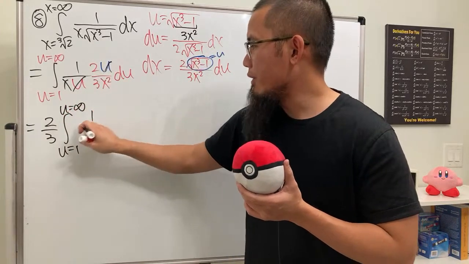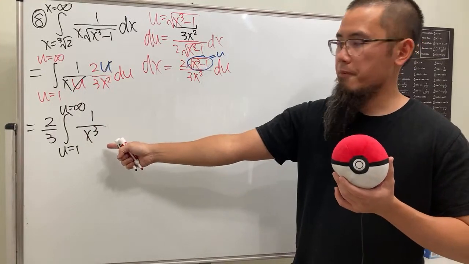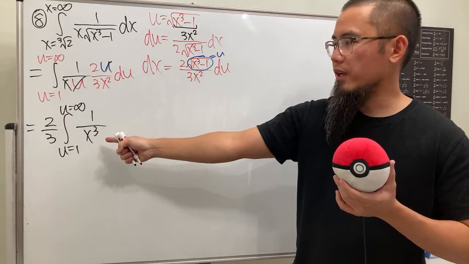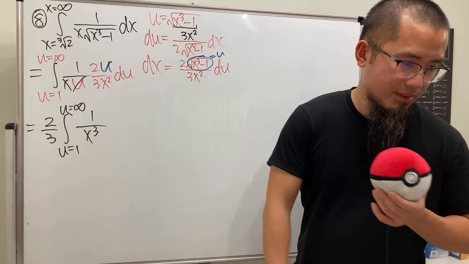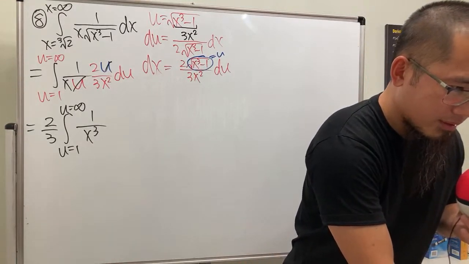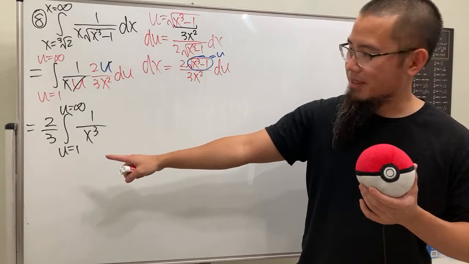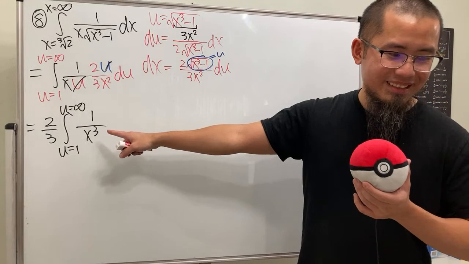And here we have 1 over x to the third power though. How can we integrate 1 over x to the third power? Can we do this?